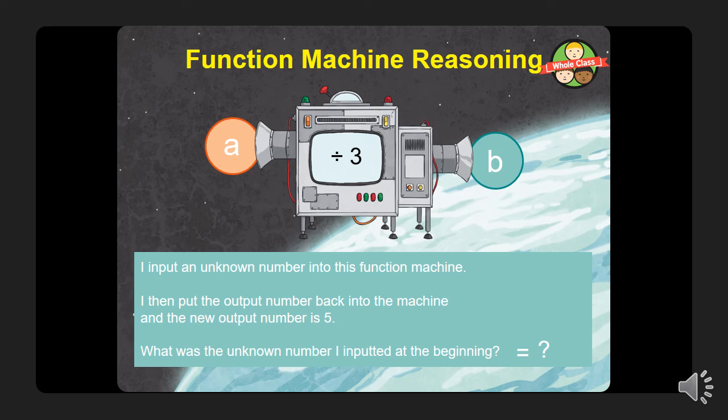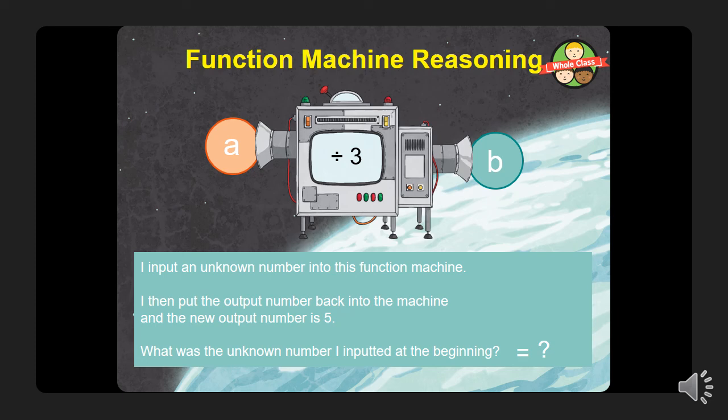Now let's have a go at some function machine reasoning. If I input an unknown number into this function machine, and the number that comes out, I then put back into our function machine again, for my final output to be 5, then what was the unknown number that I inputted at the beginning? I want you to pause the video here whilst you have a go answering this question.